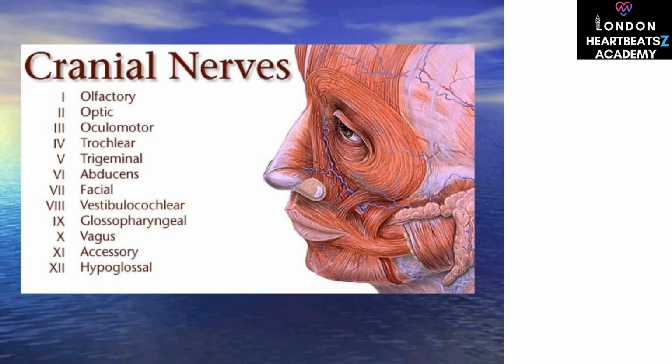This image illustrates the flow of CSF from the lateral ventricles through the third and fourth ventricles into the subarachnoid space and its eventual reabsorption into the blood.